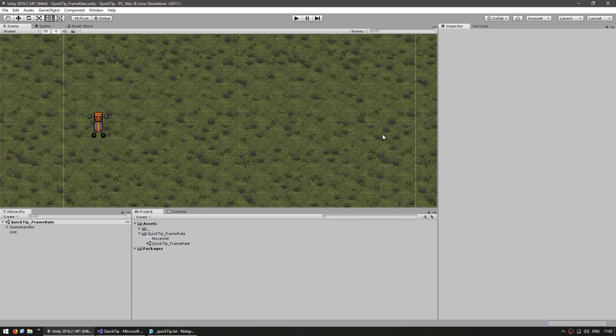For example, if you're moving a transform and multiplying the movement vector by delta time, everything could work perfectly fine when playing at a high frame rate since delta time will be tiny, but it could break everything when running at a low frame rate since delta time will be massive.